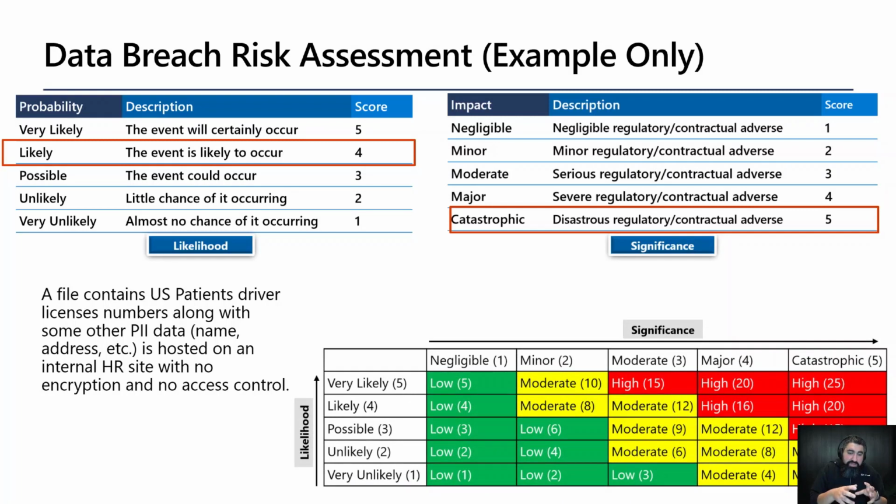So using this simple risk assessment matrix, we can multiply the score for the likelihood that we came up with and the significance. So multiplying 4 by 5, we can see the risk score for this specific threat is high, which may indicate that additional protection controls must be applied to protect this type of sensitive data.